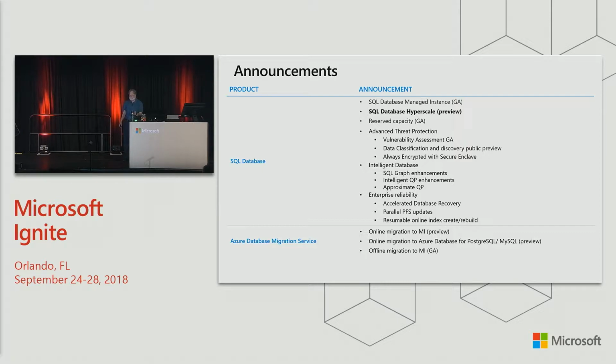We have a lot of announcements going on this week. Managed Instance GA, Hyperscale going public preview as of October 1st. Reserved capacity, advanced threat detection, we have vulnerability assessment GA. Data classification, Always Encrypted with secure enclaves. Intelligent databases, we have Intelligent QP and approximate QP enhancements. I spoke to that yesterday. And on Friday, we'll be talking about SQL Graph enhancements.